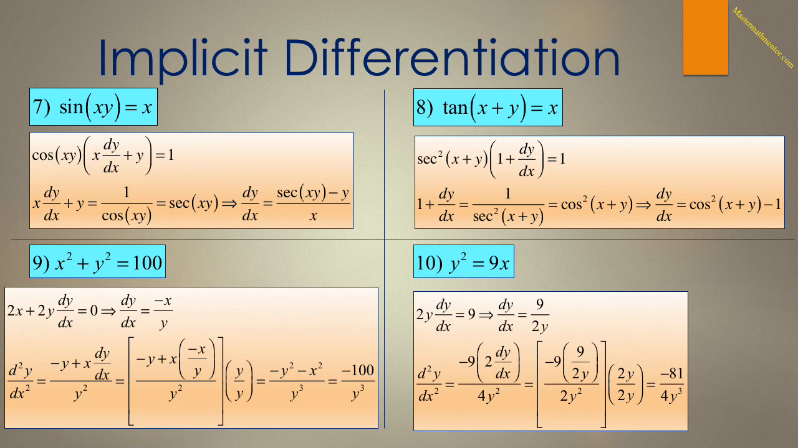over 2y squared. Again, we will clear out the complex fraction by multiplying by 2y over 2y, and our second derivative is equal to negative 81 over 4y to the third.